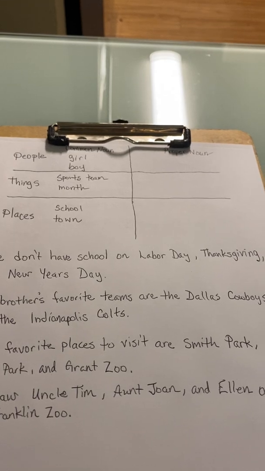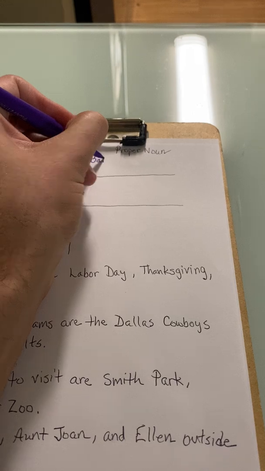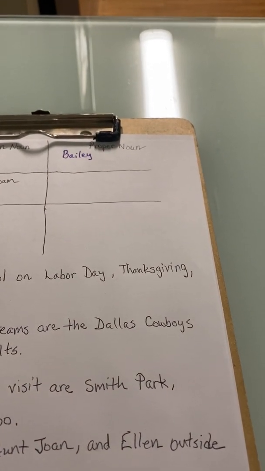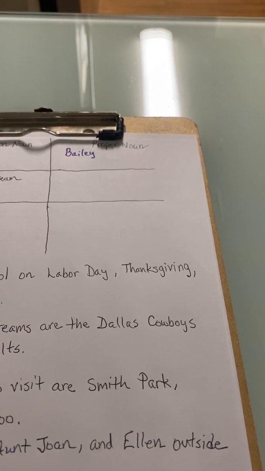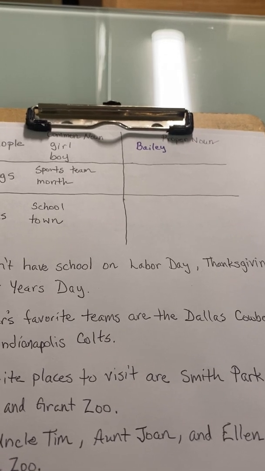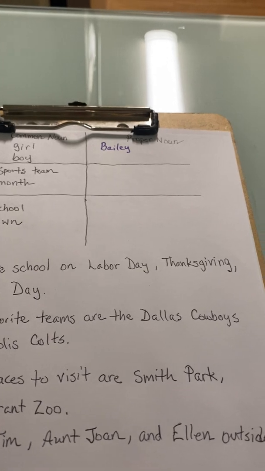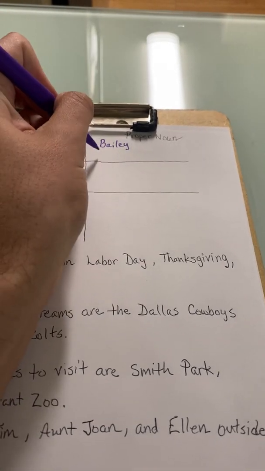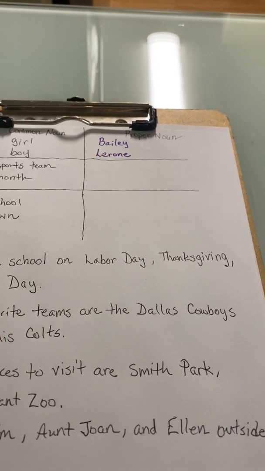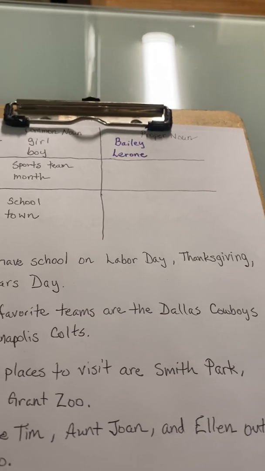So a girl, proper noun for girl would be Bailey. Bailey is a girl's name, so that is a proper noun. Now let's go back to boy. Boy is the common noun. The proper noun, I'll go ahead and use someone from our class as well. LaRon would be the proper noun because it is the name of a boy.